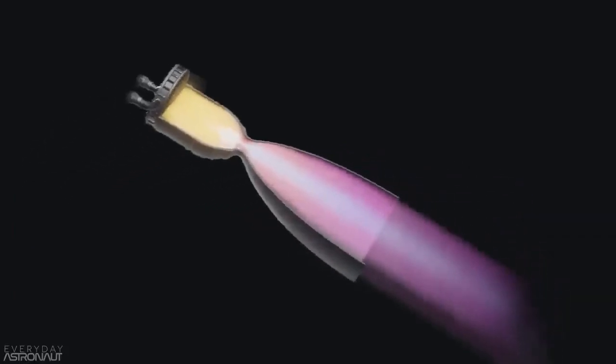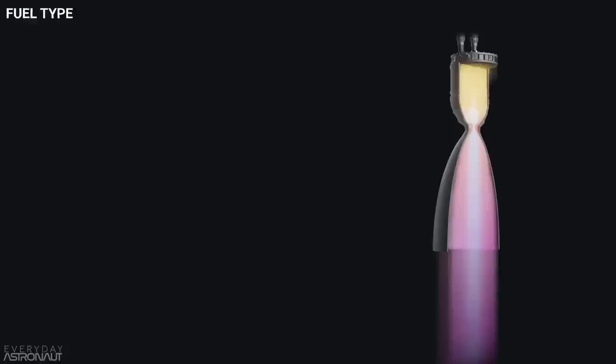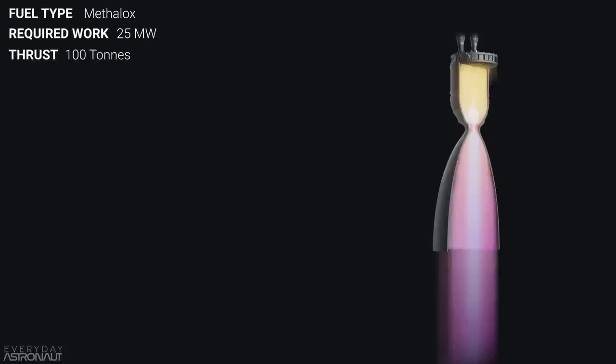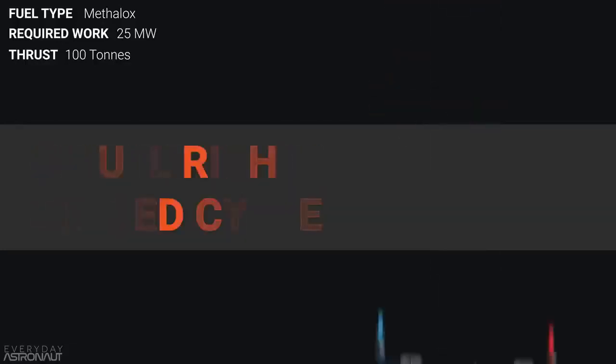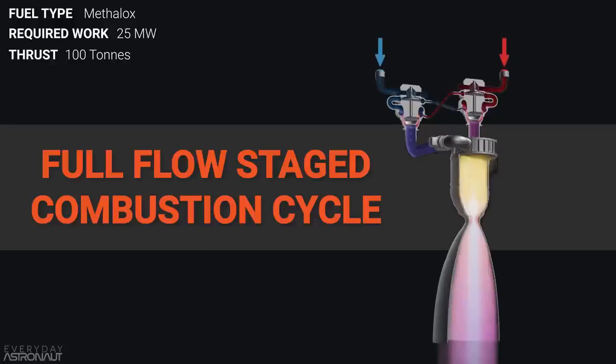First, we need to make up an engine so we can figure out how to fill in all the variables. So let's say we're designing a methalox engine that requires 25 megawatts of shaft power in order to power the pumps for a 100-ton thrust engine. We want to find the difference in temperature at the turbine between an oxygen-rich closed cycle engine, a fuel-rich closed cycle engine, and a full flow stage combustion cycle engine. What advantage would full flow actually give us, assuming the engine's thrust and chamber pressure were kept the same?